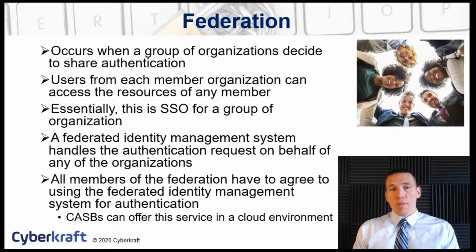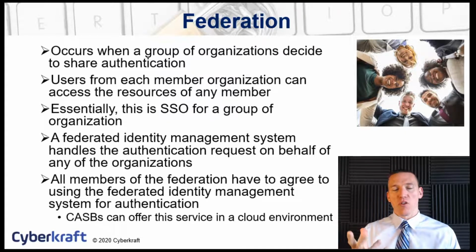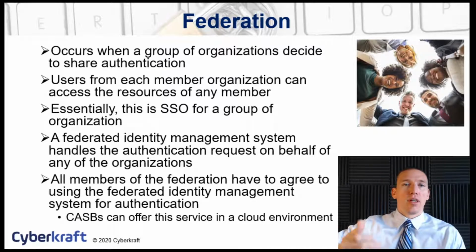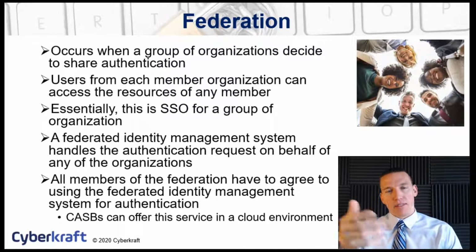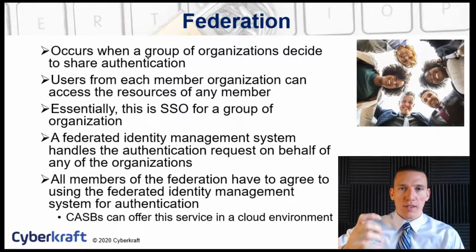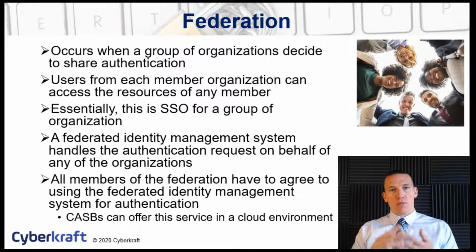So this is like single sign-on for a group of organizations. To implement federation, you need a federated identity management system, okay, and that will handle the authentication requests on behalf of all those organizations. This is going to be a trusted third party. In cloud environments, usually this is handled by CASBs, or Cloud Access Security Brokers. Cloud Access Security Brokers handle encryption keys. They handle identity access management methods like federation. So a group of organizations might decide that they want to all join in a federation and then share their authentication load amongst themselves.